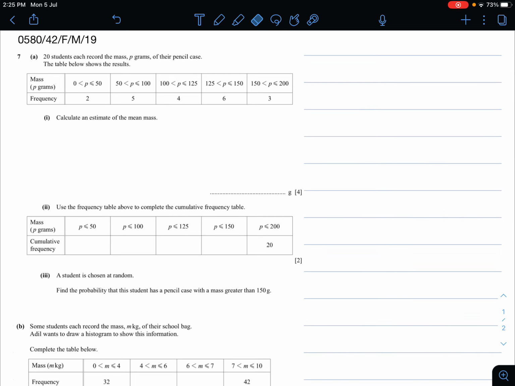Welcome to ANS Solver question 7. 20 students each record the mass p grams of their pencil case. The table below shows the results.